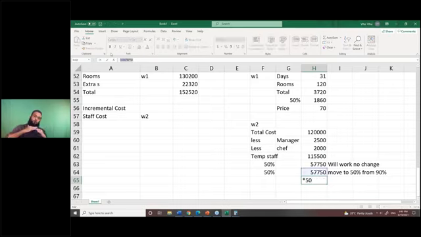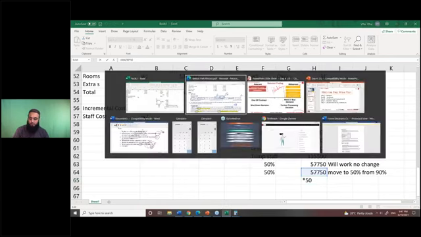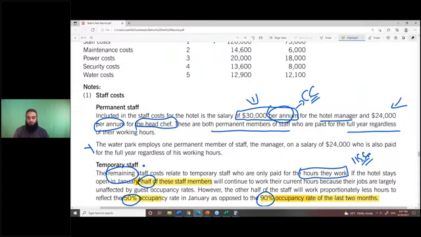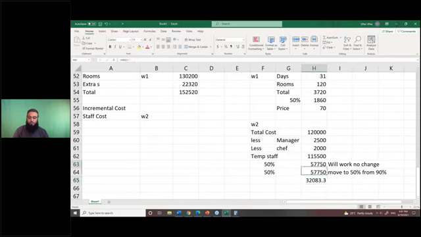I hope you understood what I've done. I've divided the cost into two parts. One part, one half will continue in the same way. The other half needs to be reduced to 50% from the current 90%. And that's what I did. Okay, clear? So now with what figure I'm going to take in my calculation, that's the question.